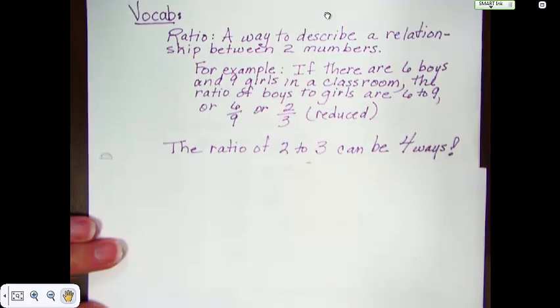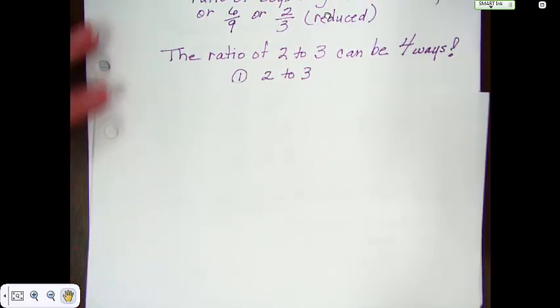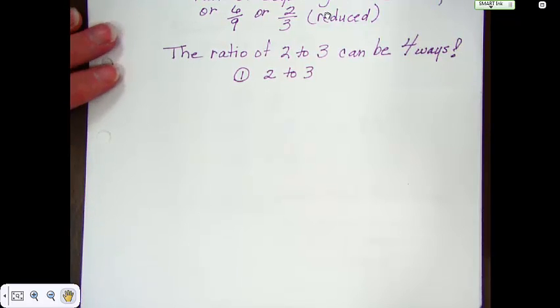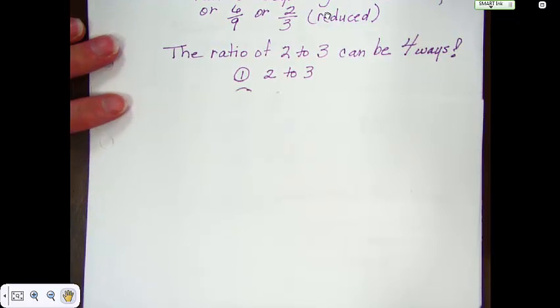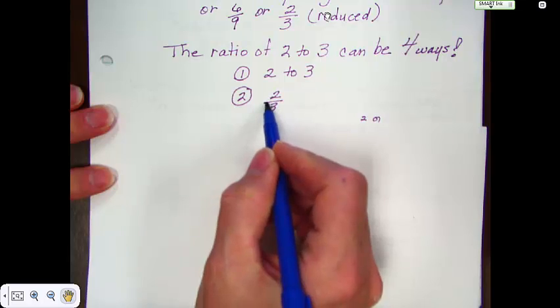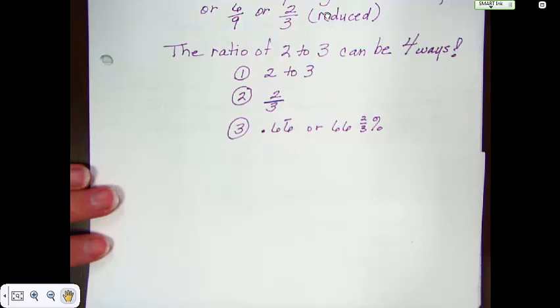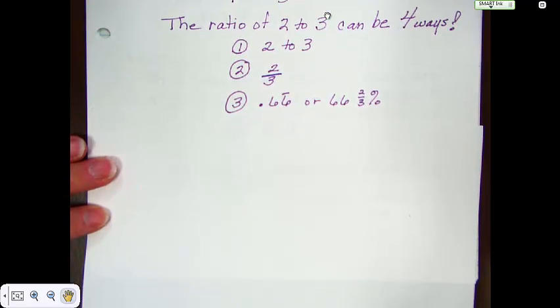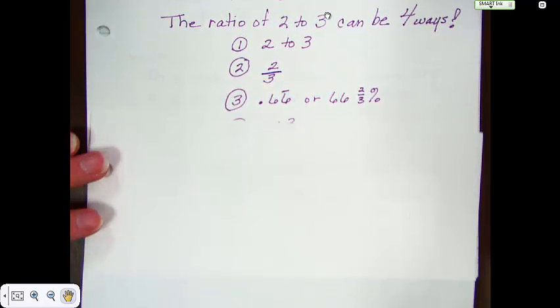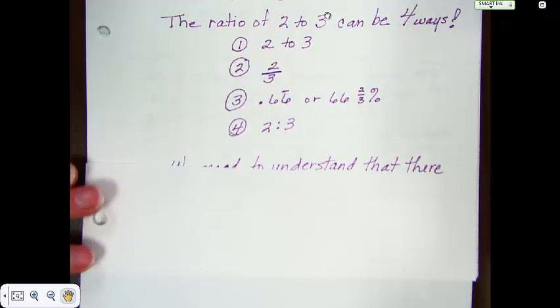The ratio of 2 to 3 can be written 4 basic ways. It can be written 2 to 3, as in 2, T-O, 3. It can be written as 2/3, or actually that's 2 to 3 using the division marker. It looks like a fraction. It can be written as a decimal or a percent, either way. It can be written 2:3. Those are the 4 ways that we basically would see a ratio written.